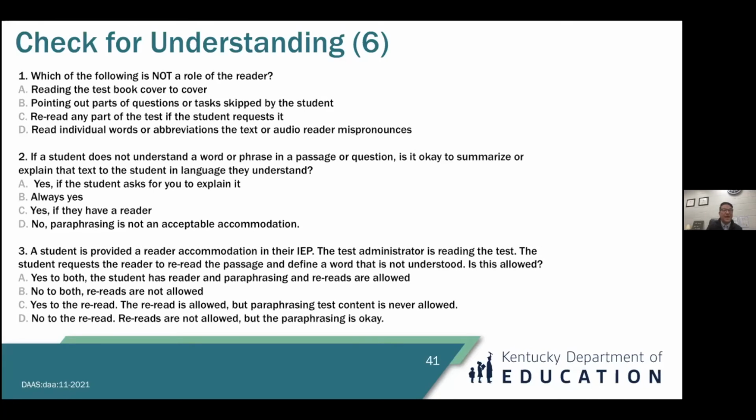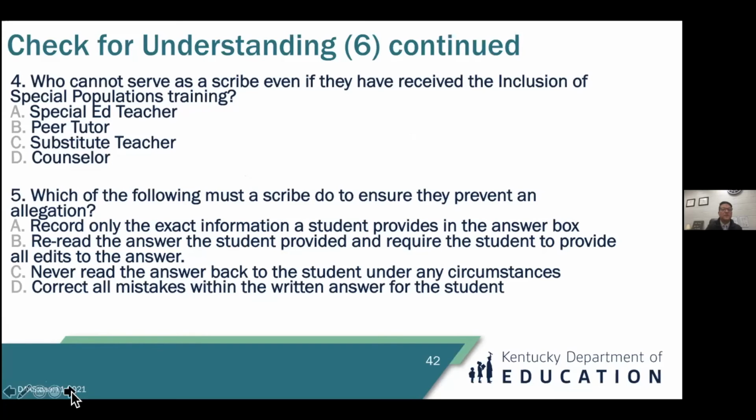C is, in fact, the answer. Yes to the reread, but they have to ask for the reread. The reread is allowed, but paraphrasing is never allowed. So good to understand that. And then the second part of this check for understanding in section 6: who cannot serve as a scribe even if they have received the inclusion of special populations training? And it is peer tutor. Remember, a peer tutor can never be a scribe. Also keep in mind that if you're non-certified and you're doing the scribing, you have to sign a non-disclosure agreement. And your DAC can help you with that.